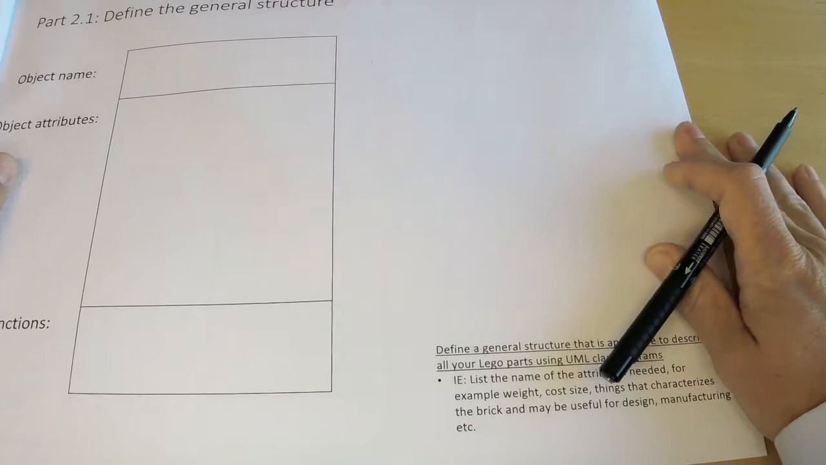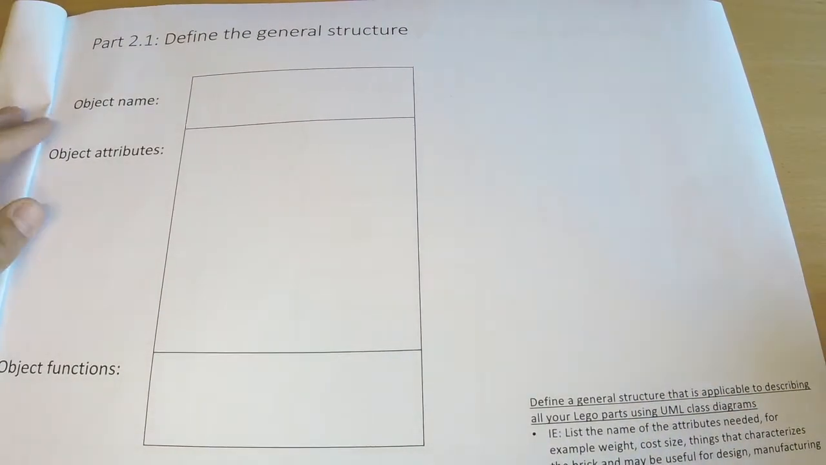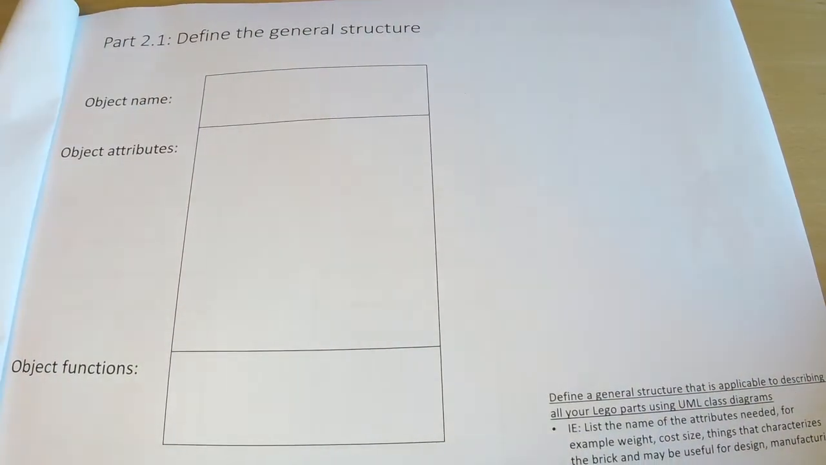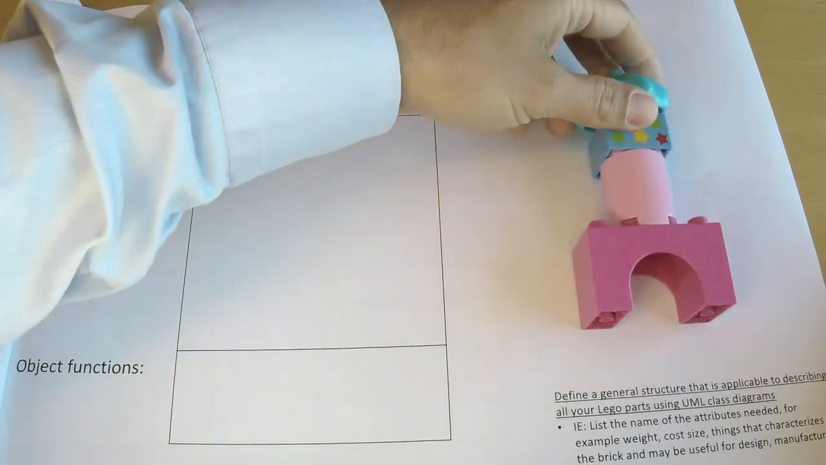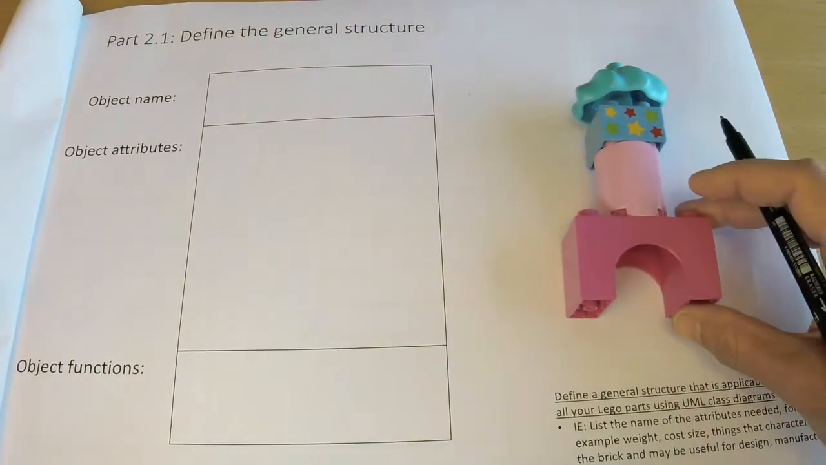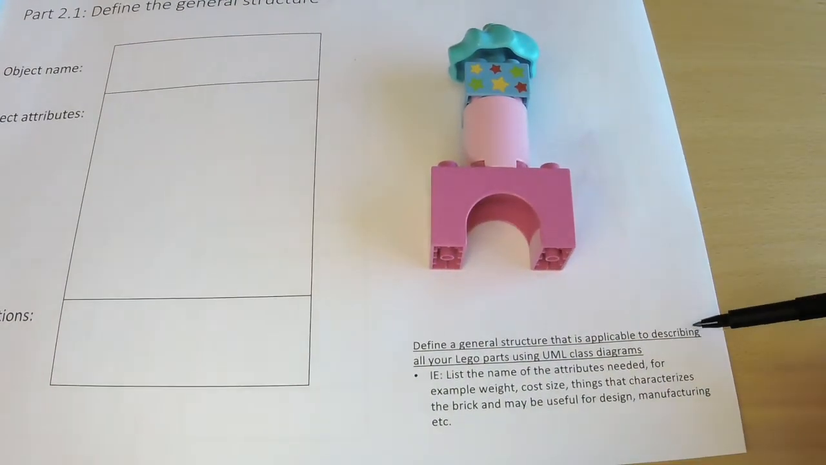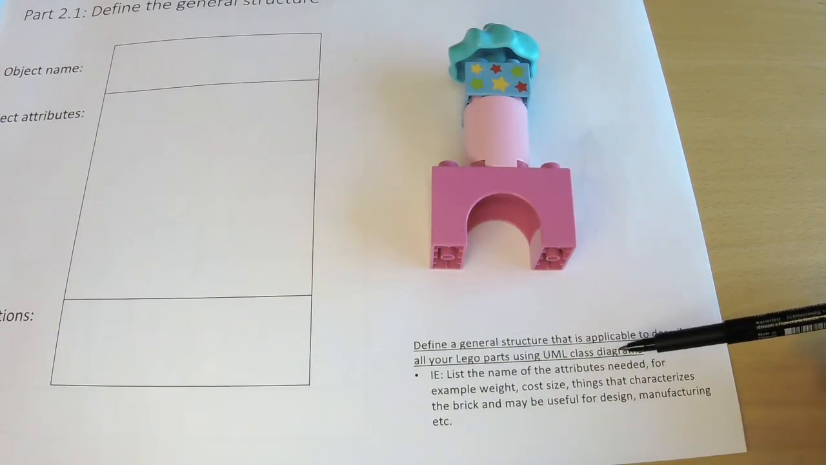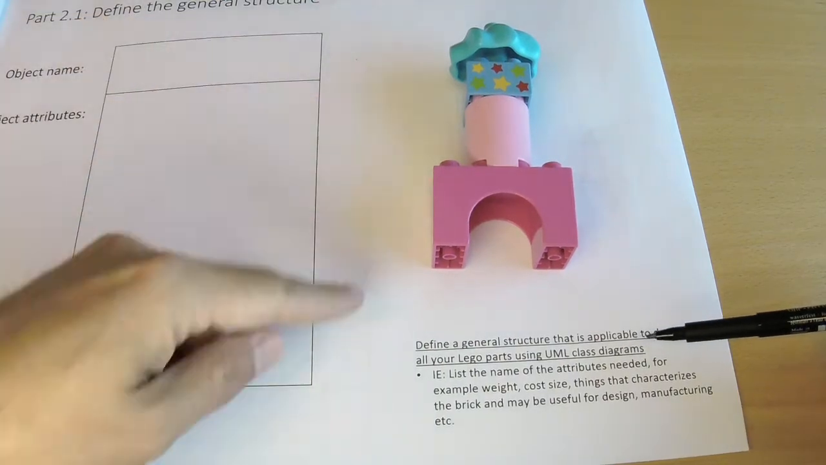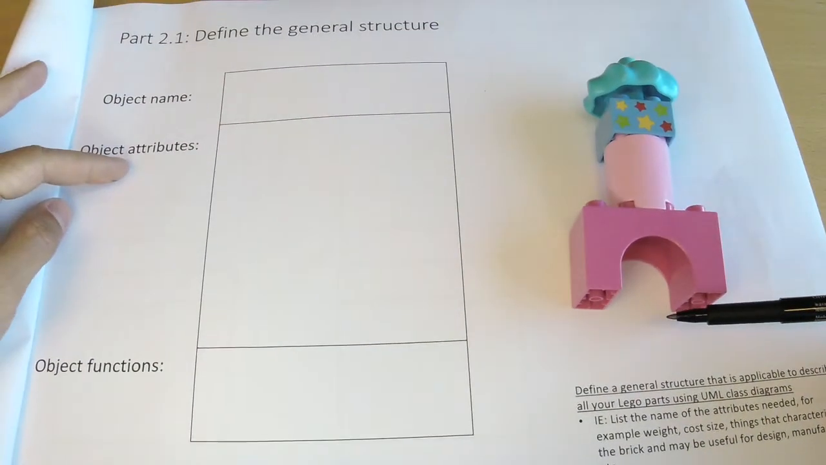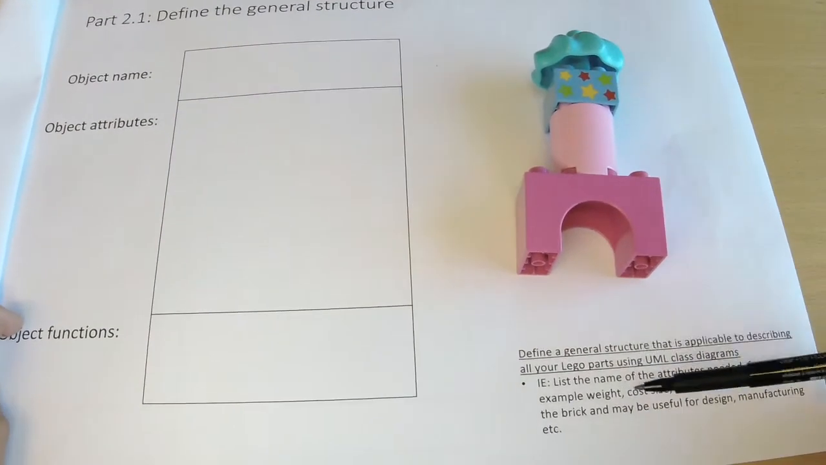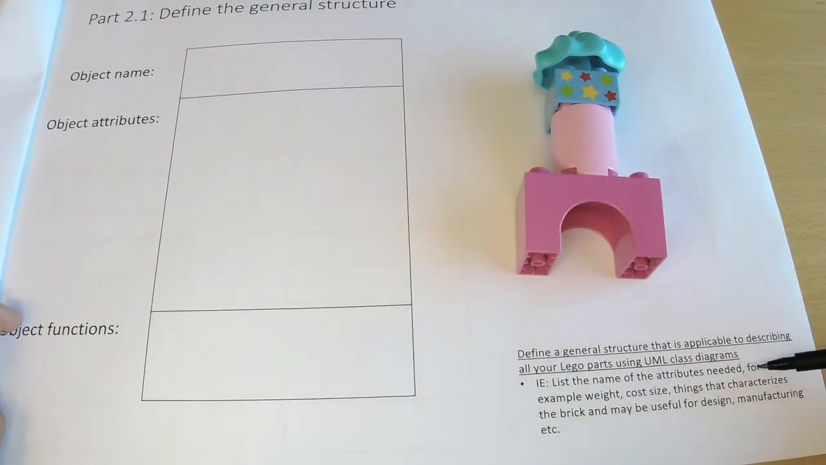In part 2, we are about to define the general structure of all these parts. Define a general structure that is applicable to describing all your Lego parts using a UML class diagram. And that is what we have here. We have object name, object attributes, object functions. List the name of the attributes needed, for example, weight, cost, size, things that characterize the brick and may be useful for design, manufacturing, etc.